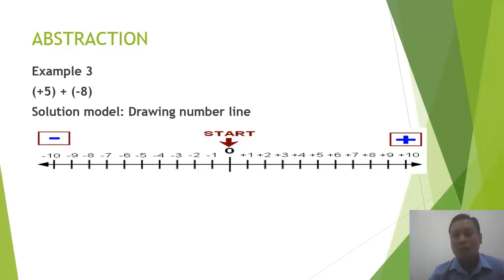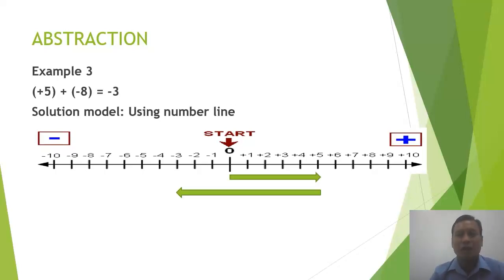Alright, this time for the next example, we are going to use the number line. So we can also draw a number line to arrive at the answer in adding integers. So example number 3, positive 5 plus negative 8. Just a reminder, when we use the number line, always start at 0. Positive, count by moving to the right, then negative, count by moving to the left.